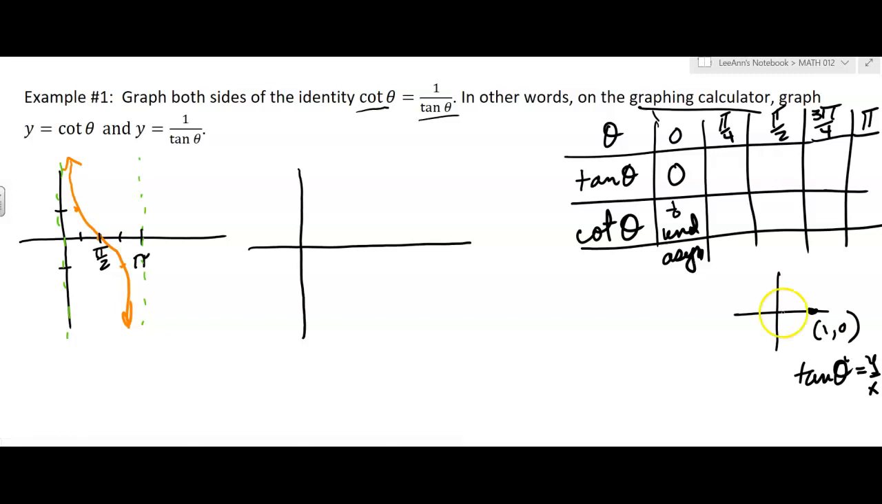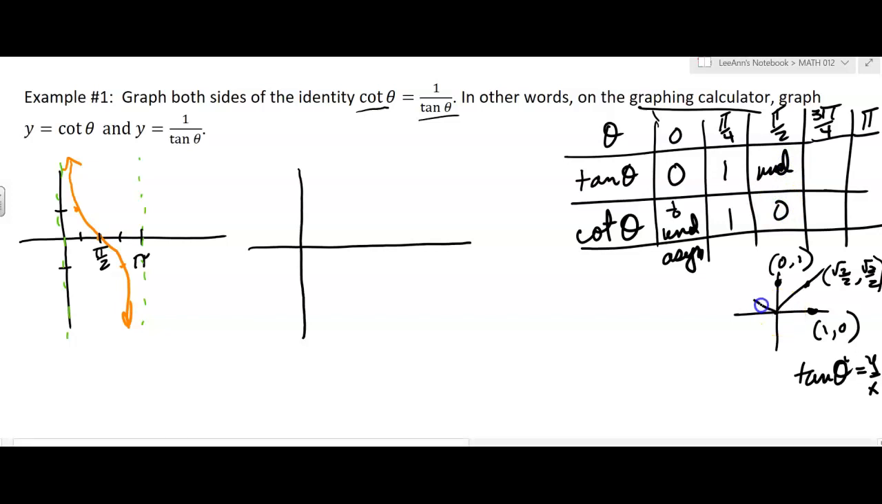At pi over 4 then, right here, or you can think 45 degrees if you want, the tangent there, it's the point square root of 2 over 2, square root of 2 over 2, and then that's just going to be 1 when you do y over x, right? Well, the reciprocal of 1 is also 1. And then you're up here at pi over 2 at the point 0, 1. Well, it's undefined for a tangent, but if I do the reciprocal, I'll get 0, right? Okay, so x over y would be the reciprocal.